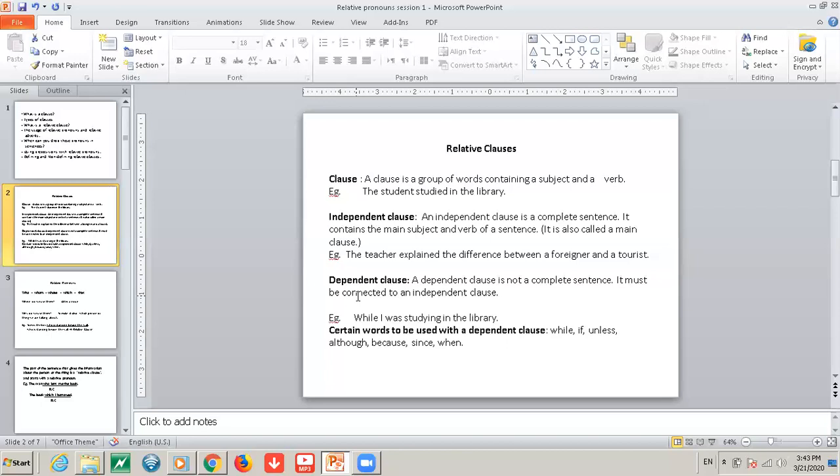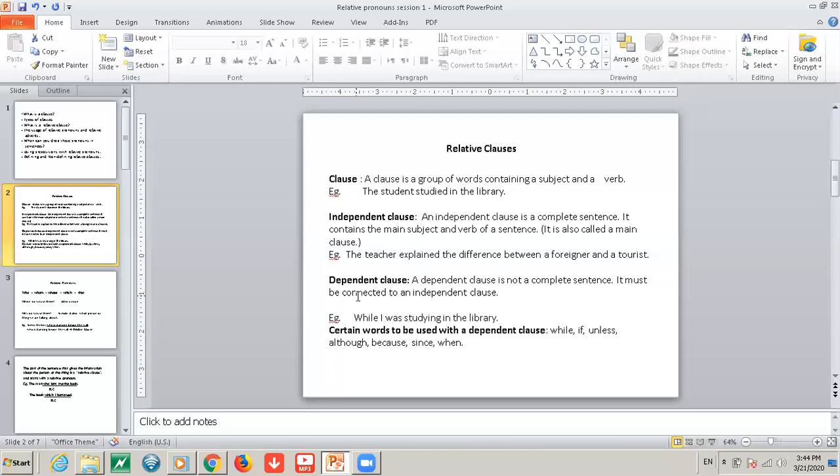Now, clauses can be independent or dependent. What is an independent clause and what is a dependent clause? An independent clause makes sense on its own. It's a complete thought. In other words, an independent clause is a group of words that can stand alone as a complete sentence. Here is an example. The teacher explained the difference between a foreigner and a tourist. This sentence forms a complete thought and can stand alone as a sentence, so it represents an independent clause.